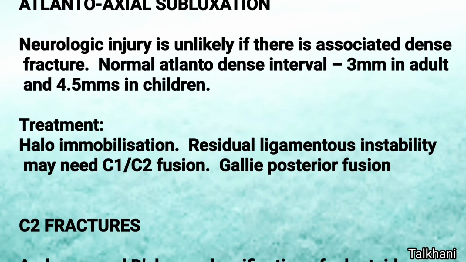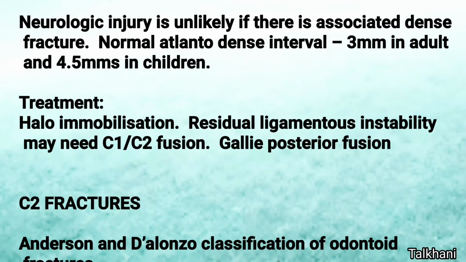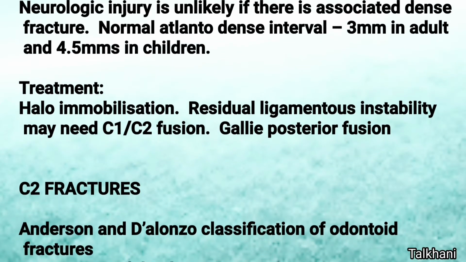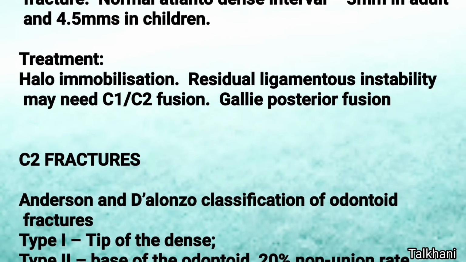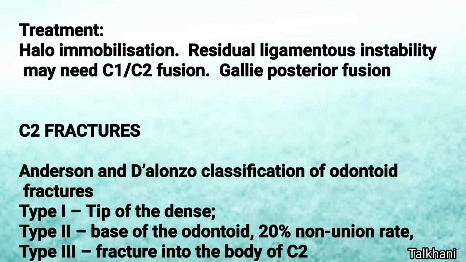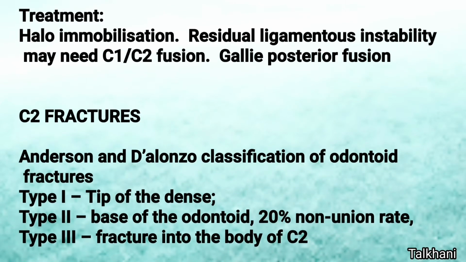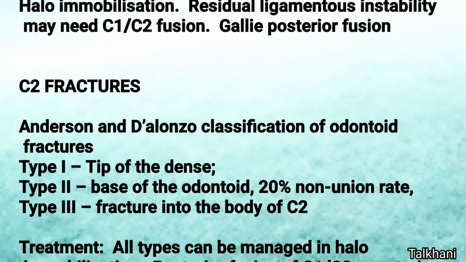C2 fractures. Anderson and D'Alonzo classification of odontoid fractures. Type 1 is fracture of the tip of the dens. Type 2 is fracture of the base of the odontoid, with a 20% rate of non-union in this type of fracture. Type 3 is when there is a fracture into the body of the C2.